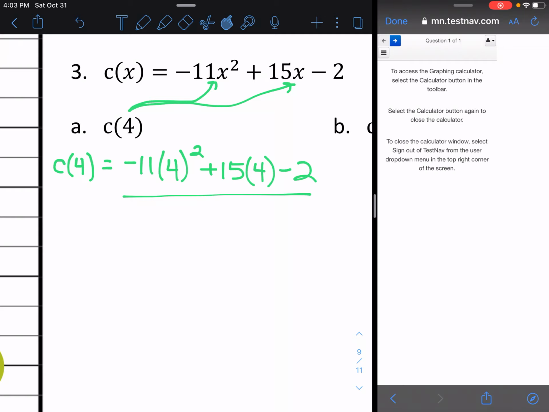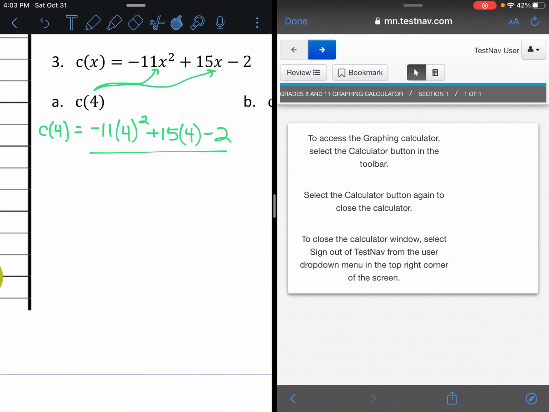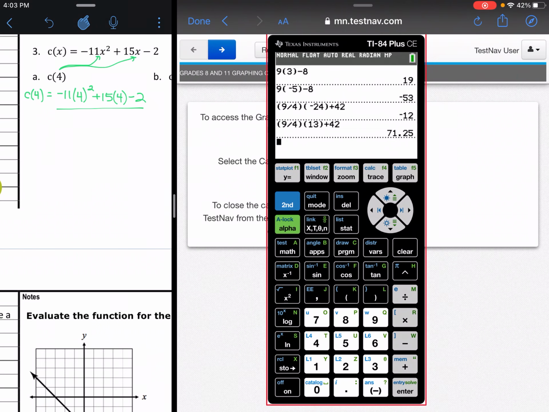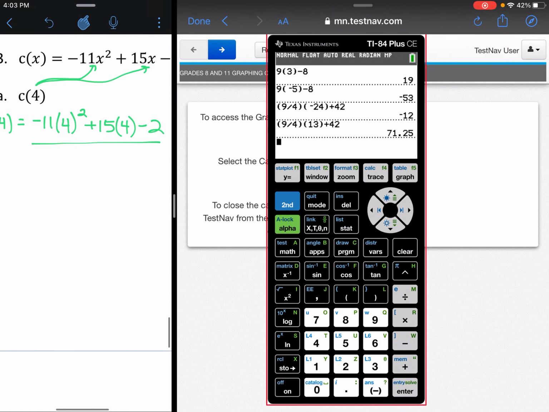Okay, so let's do it. All right, so now here it is. So negative 11, so I'm going to use that negative at the bottom there. Negative 11, parenthesis 4, close it. Now you're going to do squared. The squared button here is on the left, right there, highlighted in red right now. Okay, that's where you find the squared button.